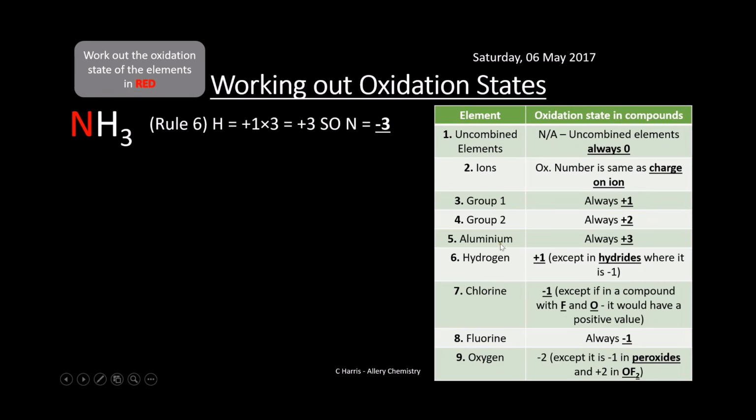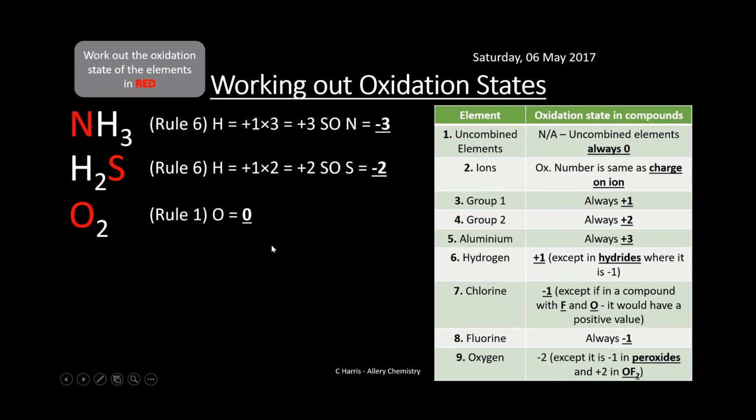Okay, this is rule number 6. Next one, H2S. Hydrogen, again, is +1. Sulfur is bonded to these 2 hydrogens, so sulfur must be -2 because the overall charge is 0. So there you go, it's -2. Again, it's rule 6 again. It's always coming up. Okay, O2. Remember this is an element, uncombined elements always have a value of 0, so that's rule 1. There it is. 0.